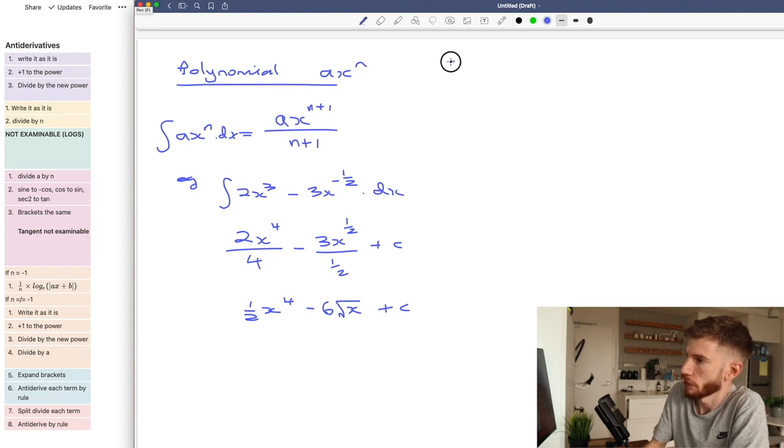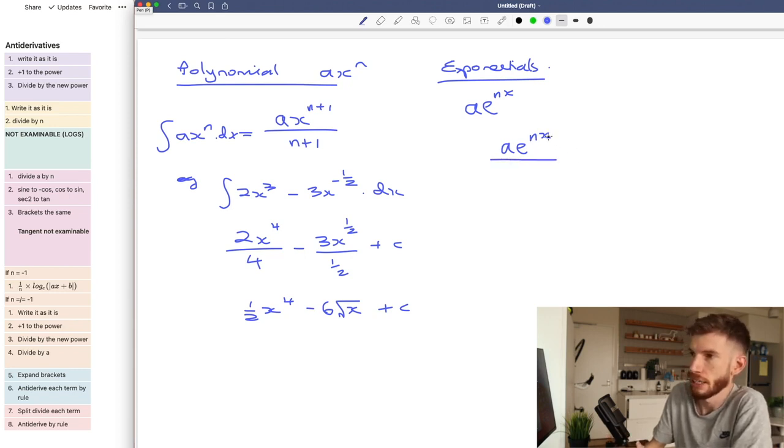The second one then is exponentials. And these are probably the easiest because basically you just don't do the plus 1. So you just kind of skip step 2. So you write it as it is. So let's say we have, I'll do it in general form, ae to the nx. Then we write it as it is, and then don't add 1 to the power. It stays exactly like that. And you just divide by the n value, not the whole power. So just divide by n down like that. And so really it's like a on n e to the nx.